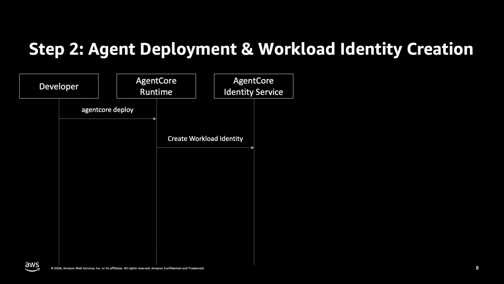When you deployed your agent, AgentCore Runtime created a workload identity for your agent in the AgentCore Identity Service. This workload identity is how your agent will prove who it is when it asks the identity service to retrieve credentials and tokens. It's stored in the identity directory and associated with your deployed agent. That completes the establish phase. Your credentials are stored securely and your agent has an identity.